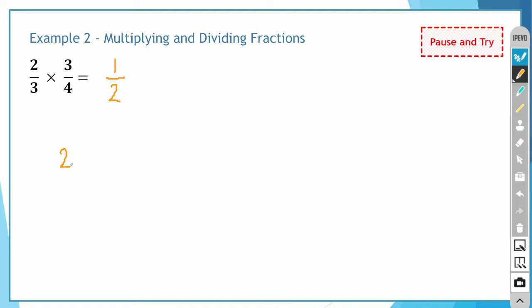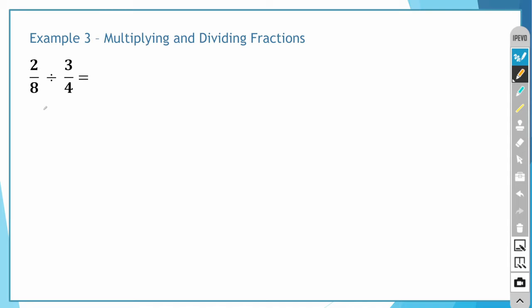So we've got 2/3 times 3/4. Like we did in the previous example, we're just going to multiply the two numerators together. That gives us 6. Then we multiply the two denominators together. That gives us 12, which is of course equal to 1/2. And that's our answer.